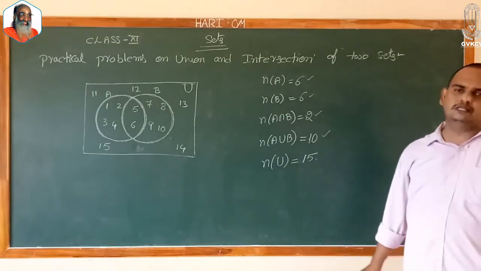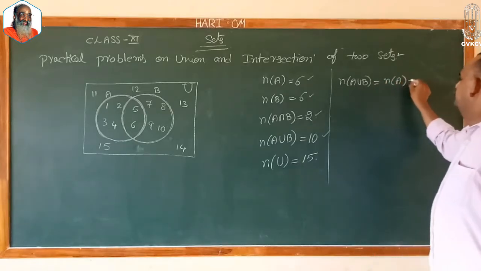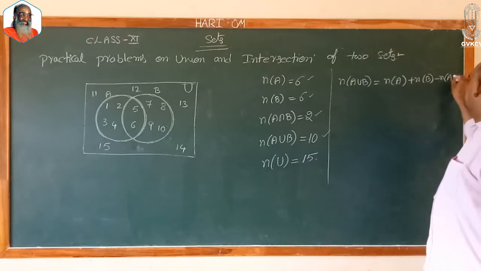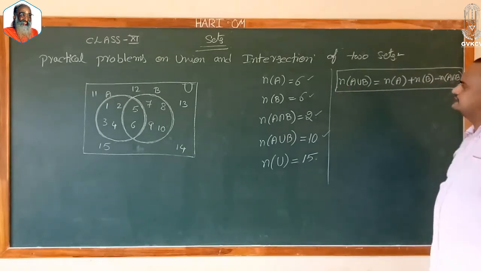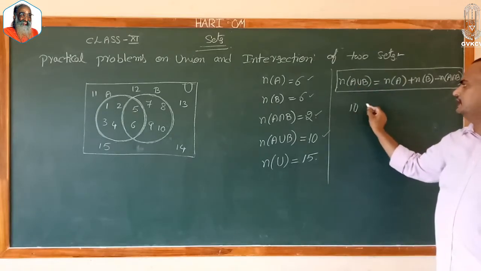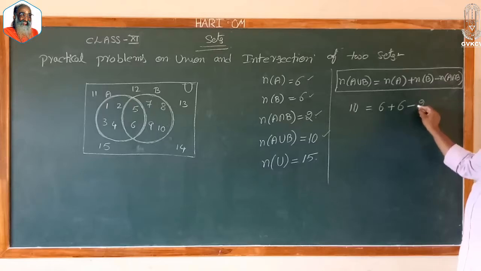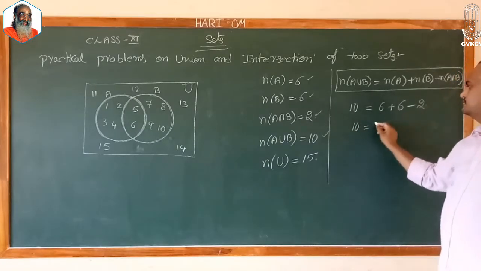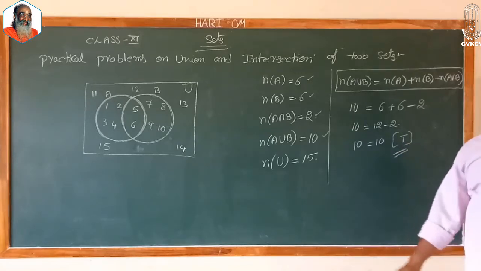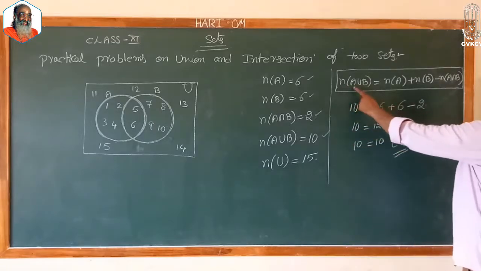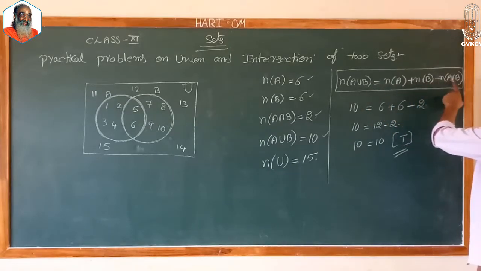Now, what is the relation between all these? Let us see: n of A union B is equal to n of A plus n of B minus n of A intersection B. This is the formula we have between two sets. That means the number of elements in A union B, 10, is equal to the number of elements in A, 6, plus the number of elements in B, 6, minus the number of elements in A intersection B, 2. So 10 is equal to 6 plus 6, 12, minus 2, which gives 10 equals 10, a true statement. So the formula for the number of elements in A union B is n of A plus n of B minus n of A intersection B.